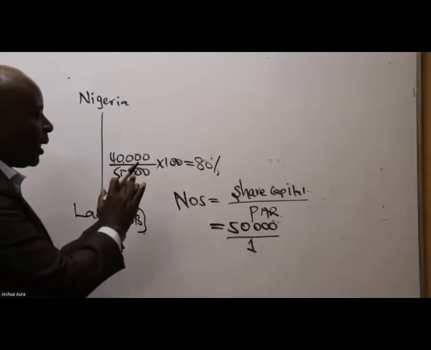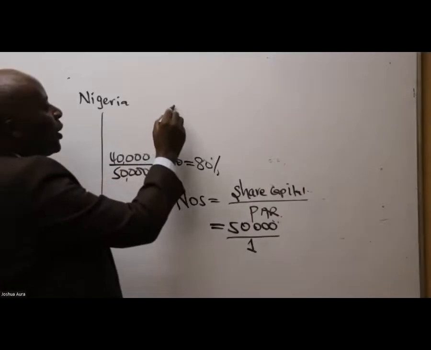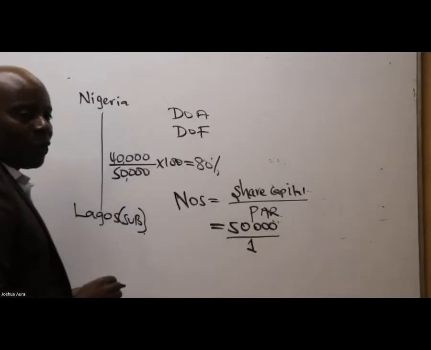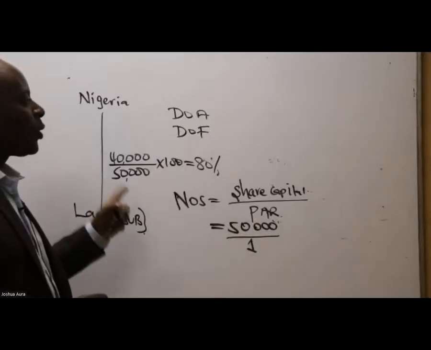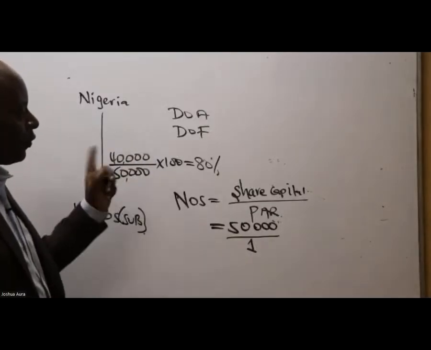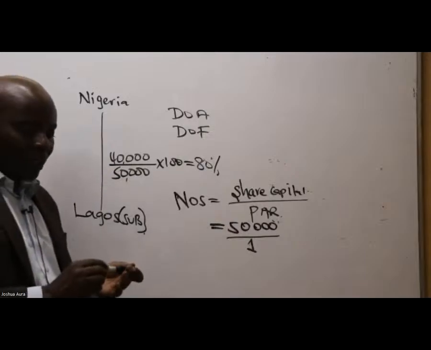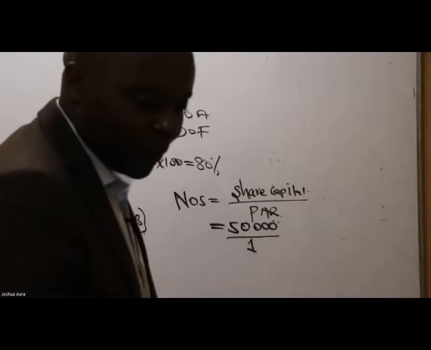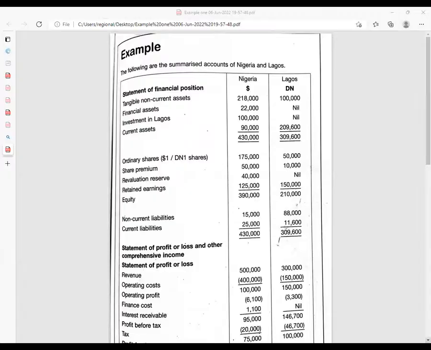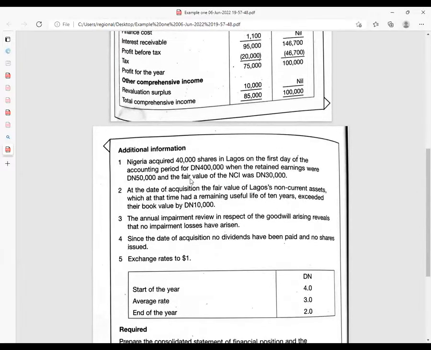So I would want to count the number of months. For me to count the number of months, I would be interested in knowing the date when we acquired the subsidiary, the date of acquisition, and the date of the financial statements. The date of acquisition is given here. We are told Nigeria acquired 40,000 shares in Lagos on the first day of the accounting period. Oh, the beginning of the year, right?